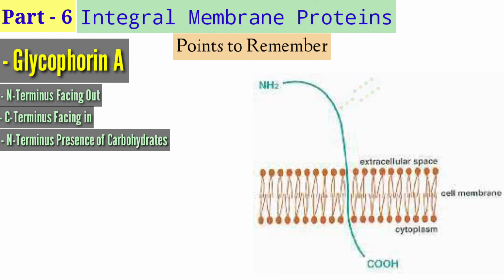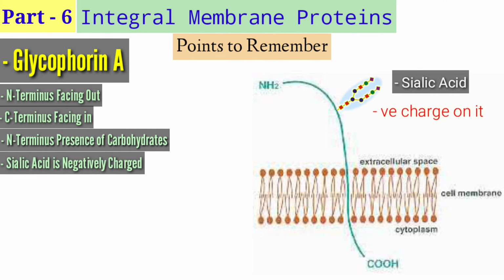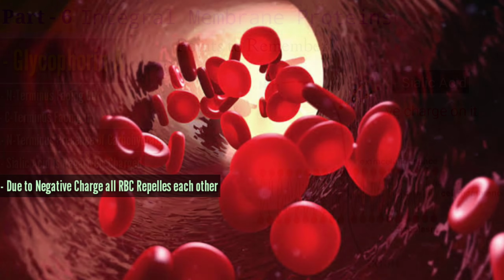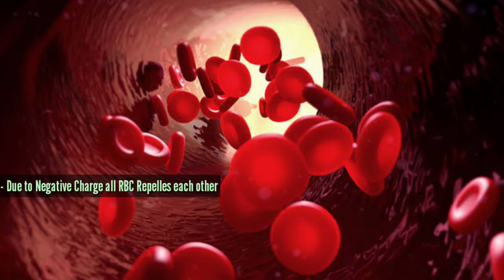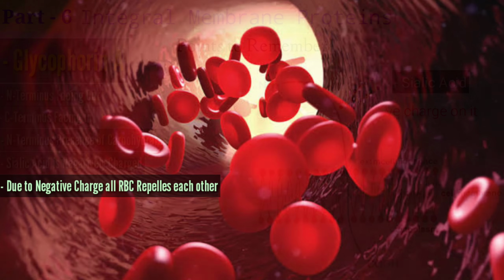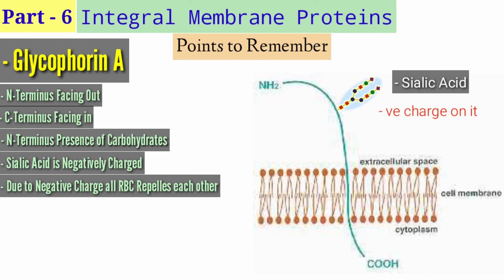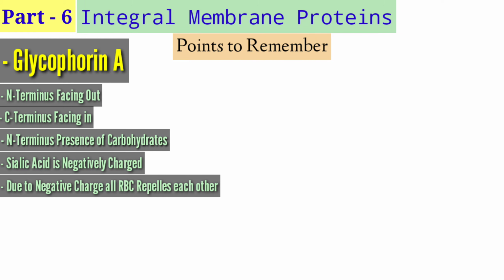The N terminus shows the presence of various carbohydrate moieties. Especially the carbohydrate sialic acid is present on the N terminus. This sialic acid is negatively charged. Due to this, every erythrocyte contains a negatively charged surface. So what happens is that these erythrocytes repel each other and no coagulation takes place in tiny blood vessels. So it is a very remarkable evolutionary feature that we can observe here.